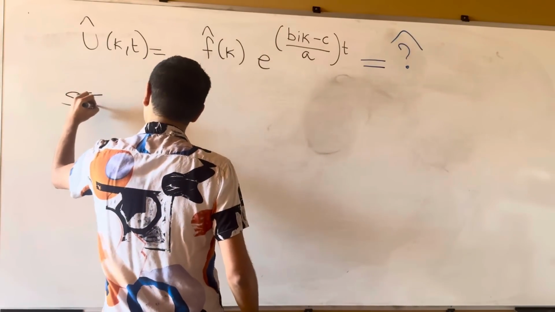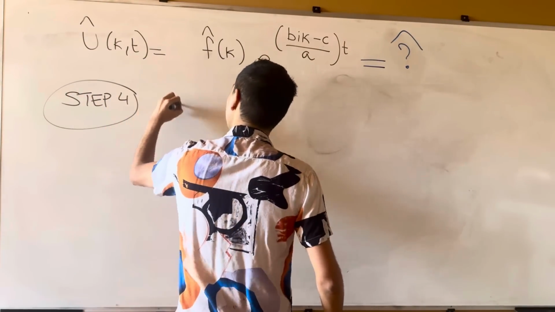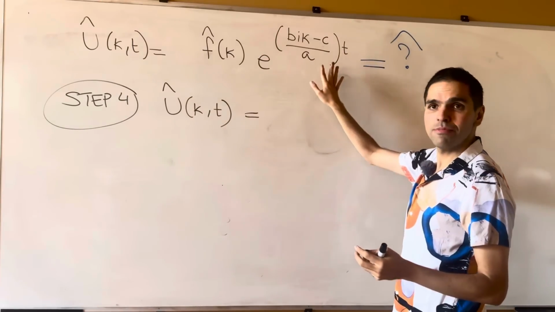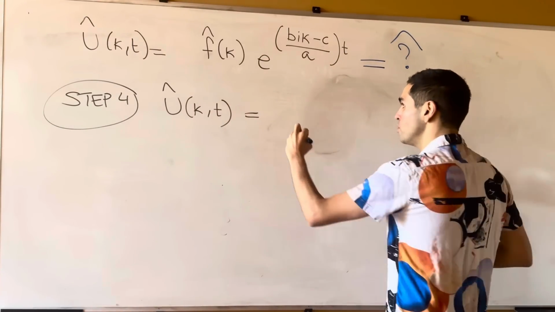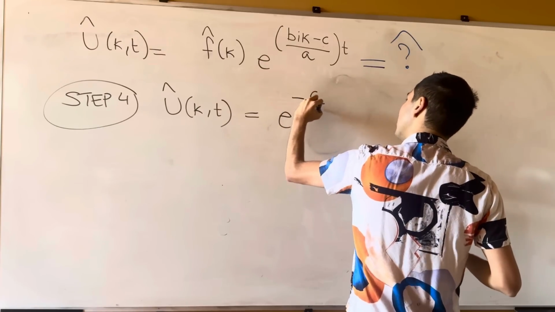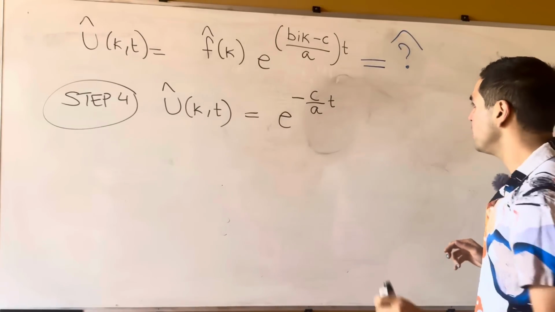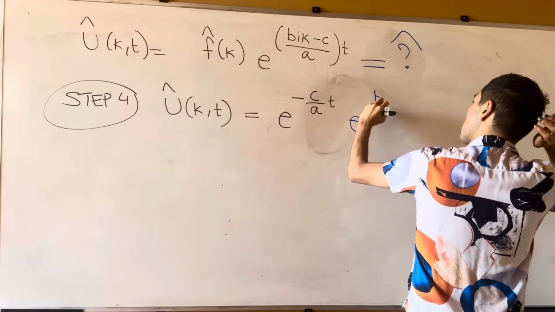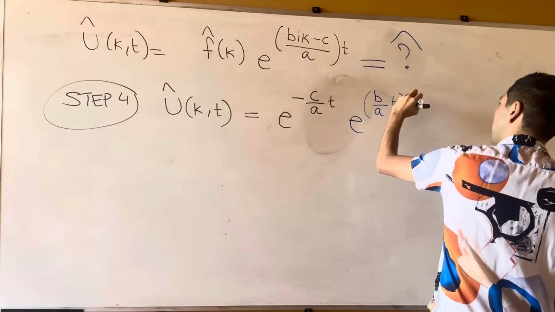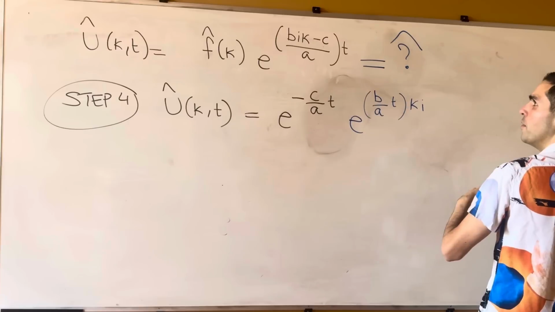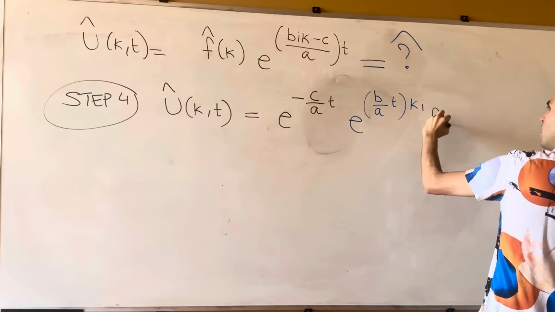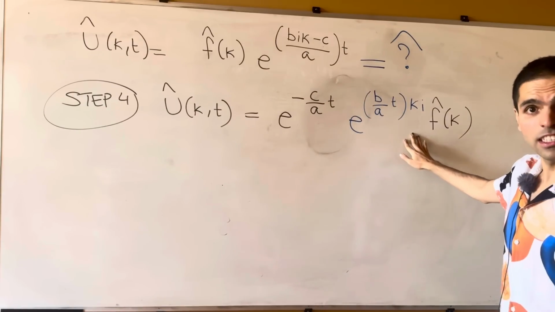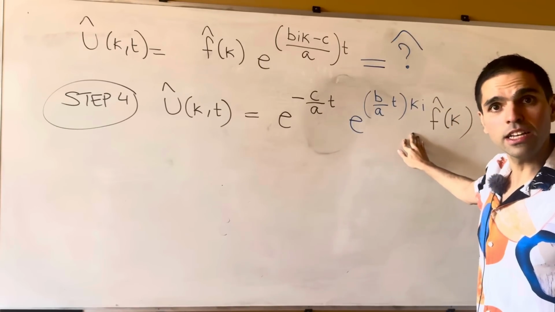So step 4, I think, 3 or 4. So u hat of kappa and t. Now, for reasons that'll be apparent in a second, let's split this up into two terms. So e to the minus c over a t, and e to the, I believe, b over a t kappa i, and then f hat of kappa. And the reason we're doing this is because we want to use what's called the shifting property of the Fourier transform.